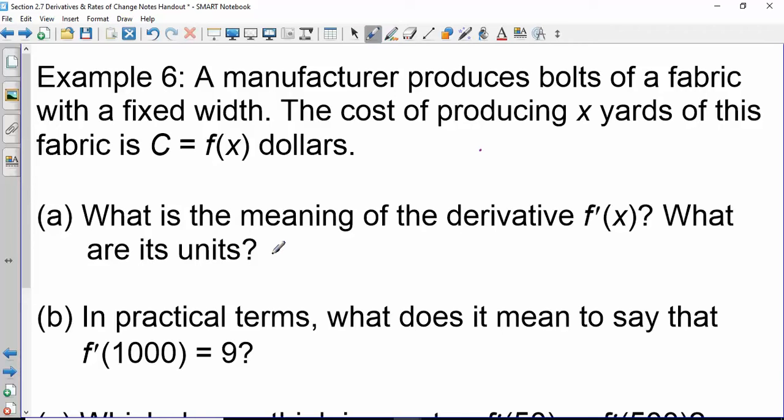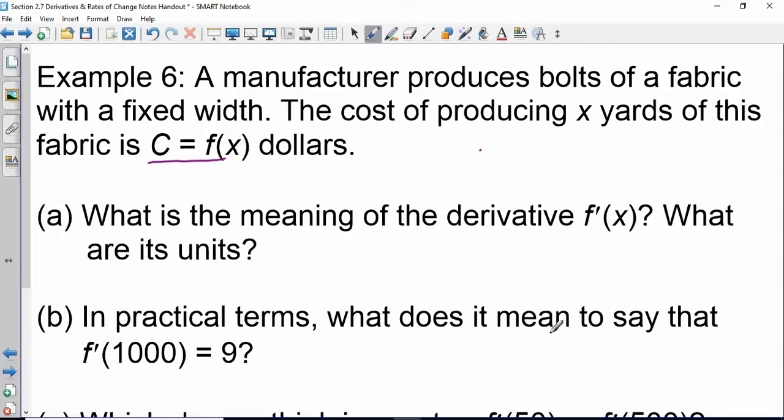So this says a manufacturer produces bolts of a fabric with a fixed width. The cost of producing x yards is C equals f of x dollars. So C is our cost. What is the meaning of the derivative?